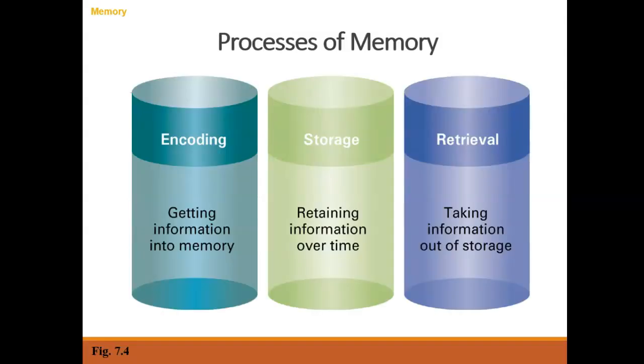So these are the three processes of memory. First you've got encoding. This is getting information into your memory, the things you see, the things you hear, taste, smell, all that stuff. Then you've got storage. This is retaining information over time. This could be very brief, like in short-term memory, or it could be more long-term storage. And then something that we're very interested in is retrieval. This is getting information out of storage.